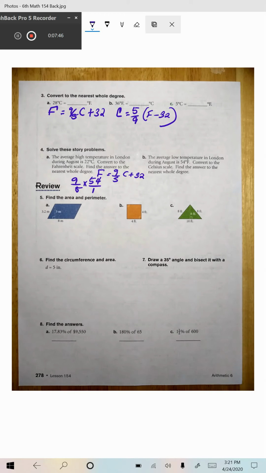Do they tell us, maybe it'll, oh, find the answer to the whole degree. So we are going to have to probably round something. All right, so 54 times 9, I'm going to do it up here. 45, 48. So it's 486 divided by 5, right?